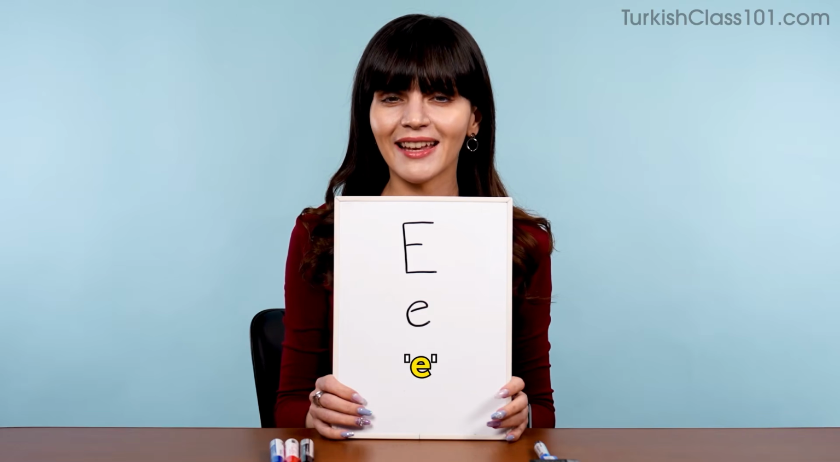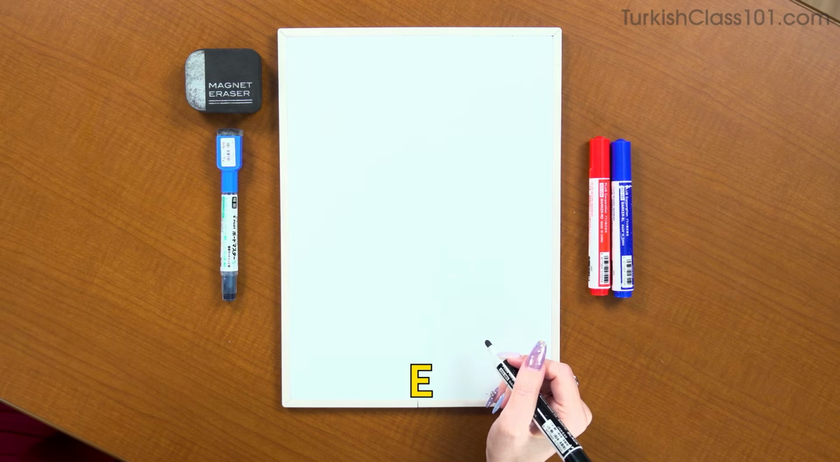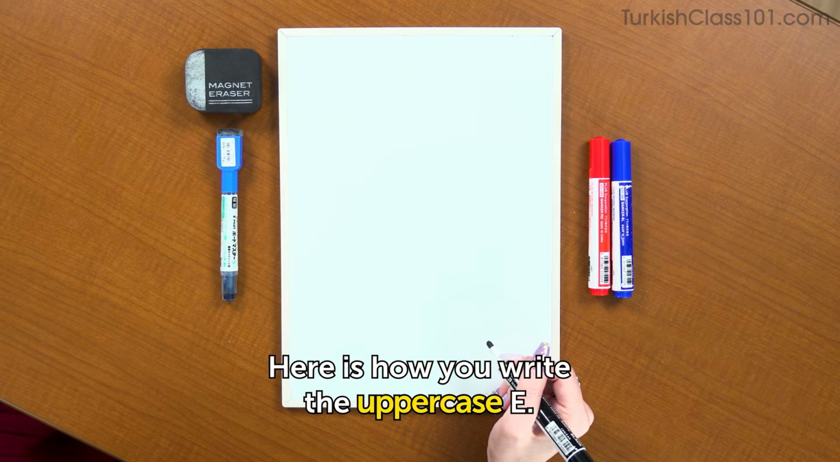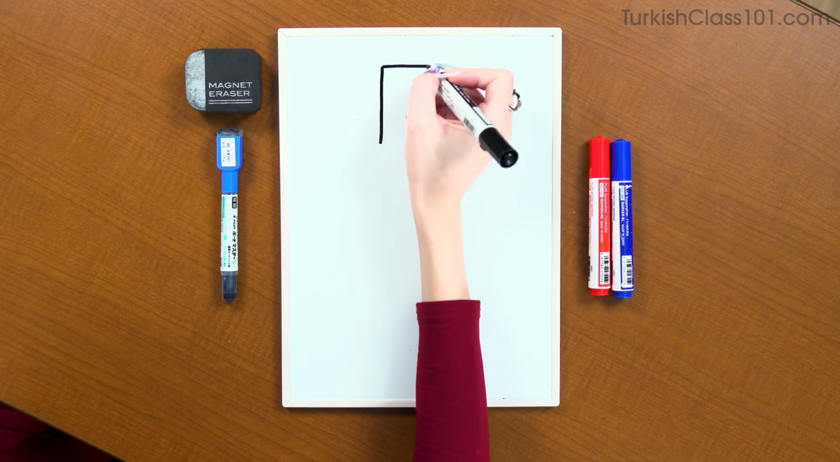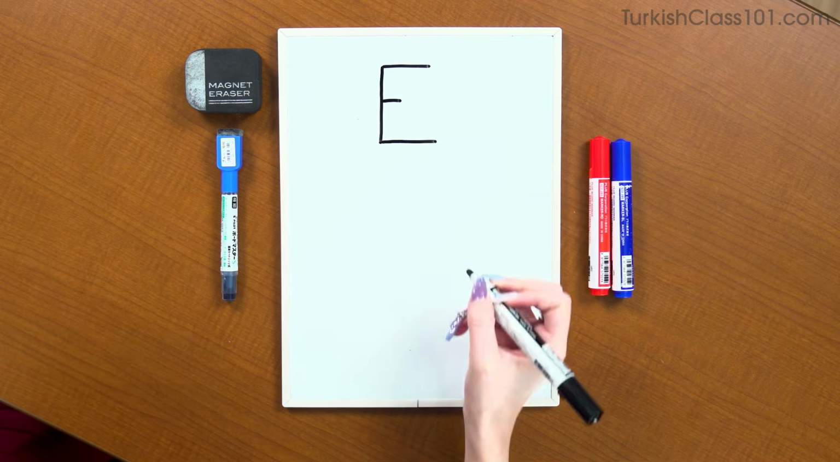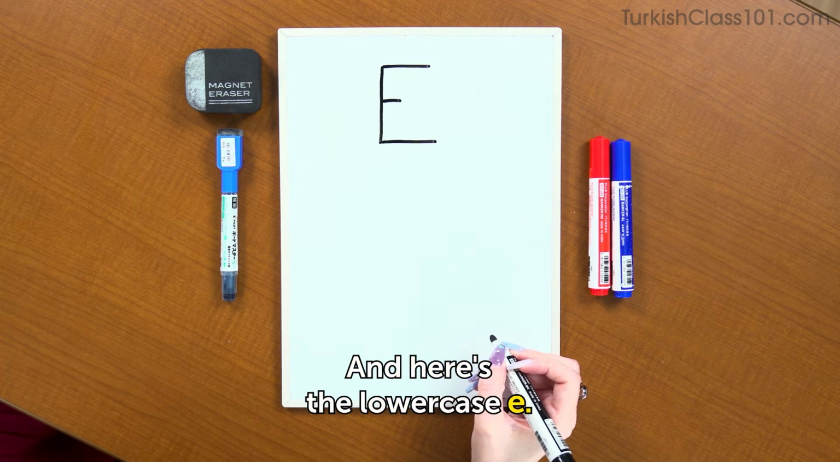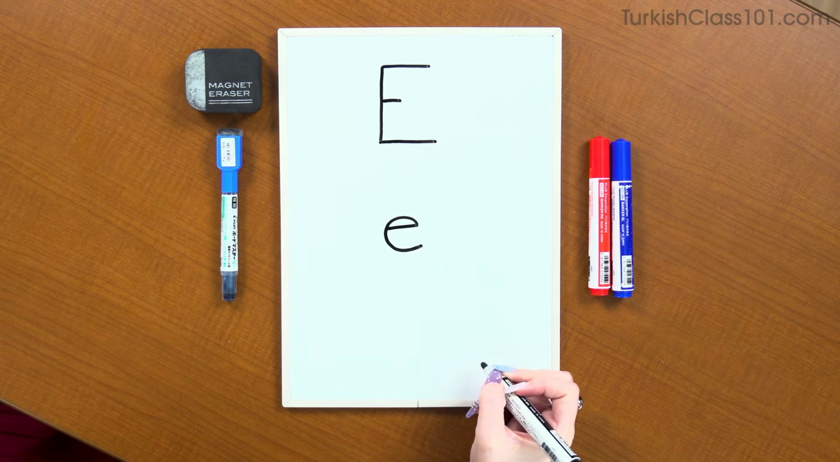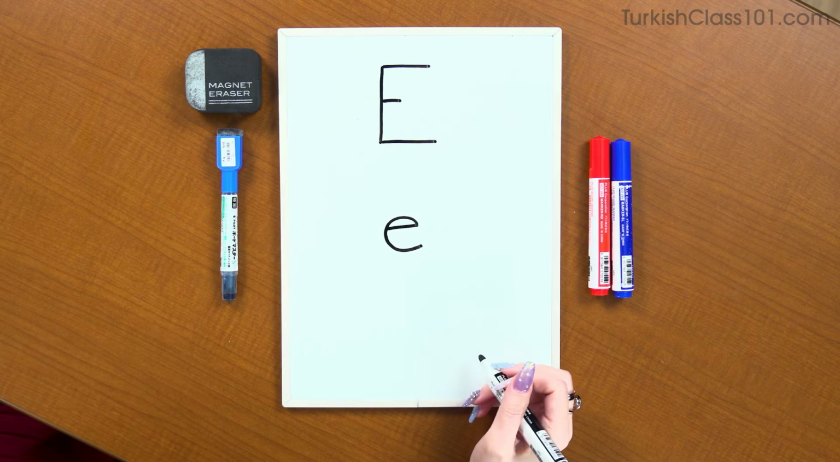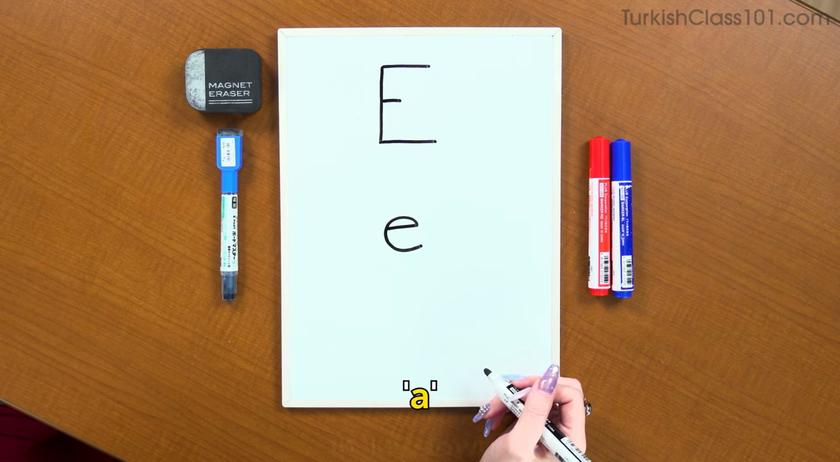Do you know how to write E in Turkish? Get your pen and paper ready. Here's how you write the uppercase E. And here's the lowercase e. It's the same as the English E. It sounds like A in lay down.